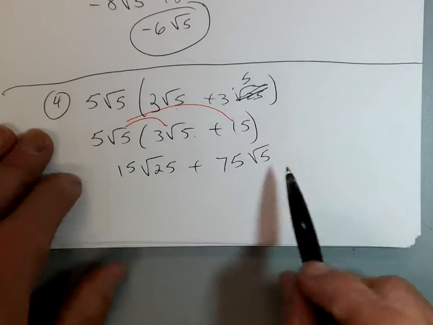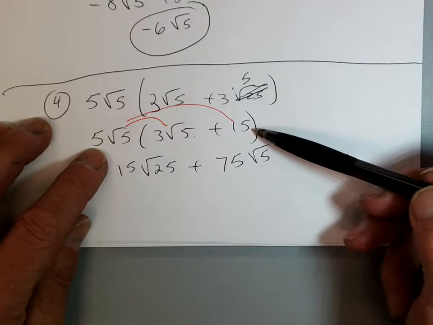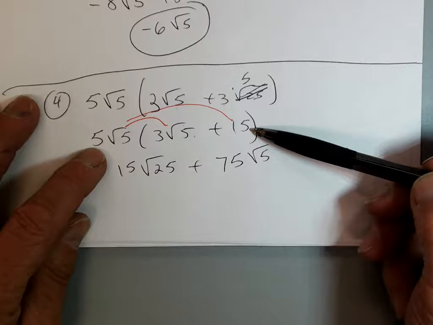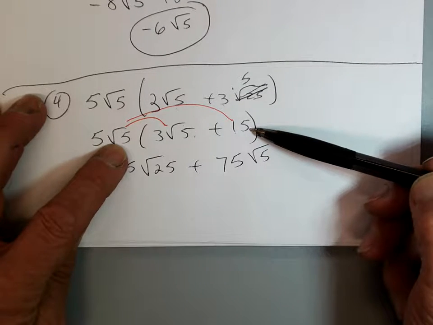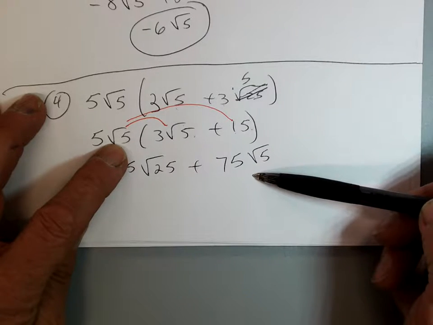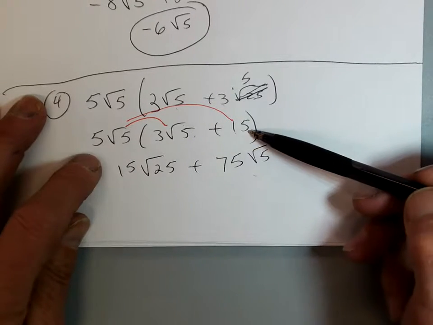Okay, so I multiplied regular number with regular number right there. 75, but then you also have to multiply through the square root of 5. What did you multiply to get 75? 5 times 15.